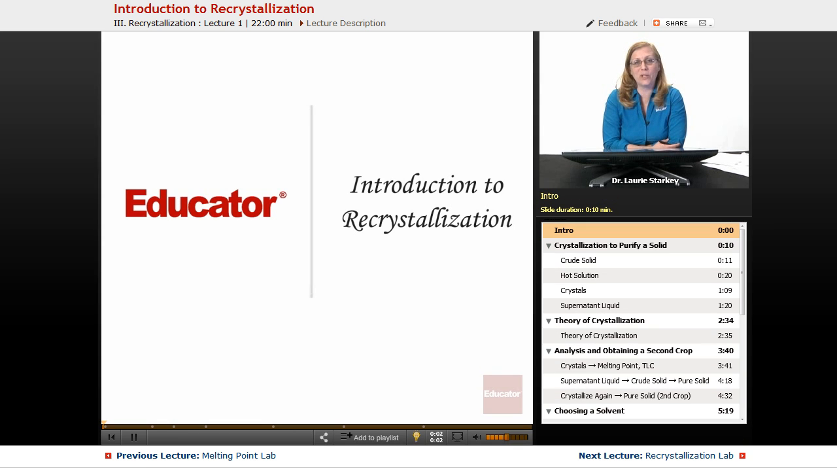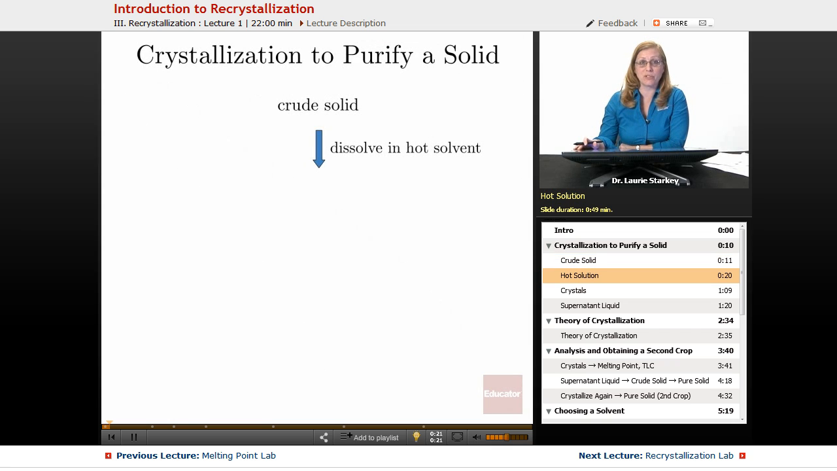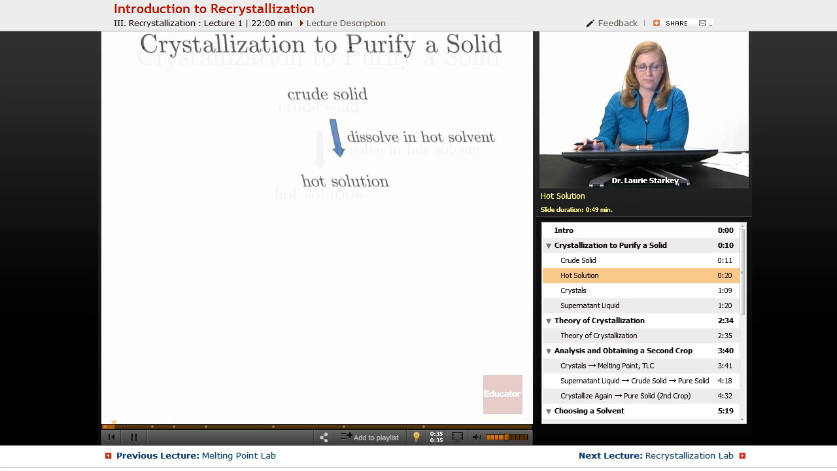Today we're going to talk about recrystallization, or some people like to just call it crystallization, which is a method used to purify solids. So let's assume that we have a crude solid. Maybe we just ran a reaction that has a solid product and we've isolated that product, but it has some impurities trapped inside it. So the goal of a recrystallization is to first dissolve that solid in a hot solvent, and that's going to give us a hot solution. So our crude solid and whatever impurities are there are going to dissolve, and now we have a solution.